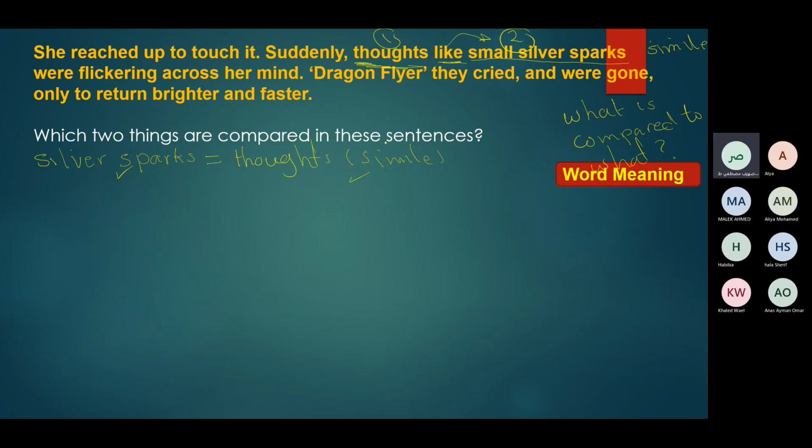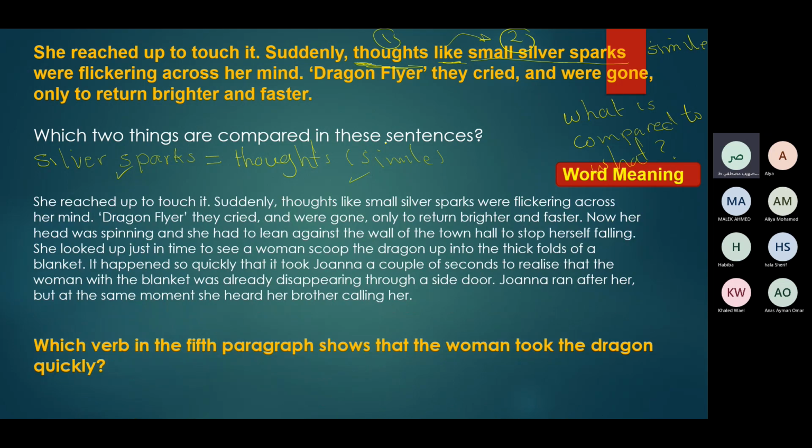Okay, another question asking you about a word meaning or a phrase meaning from the text. So you will find the meaning in the text and you need to identify its meaning. Look here. Number one, he said, which verb in the fifth paragraph, which is the paragraph on the screen, shows that the woman took the dragon quickly. So we need to find a word in the text.